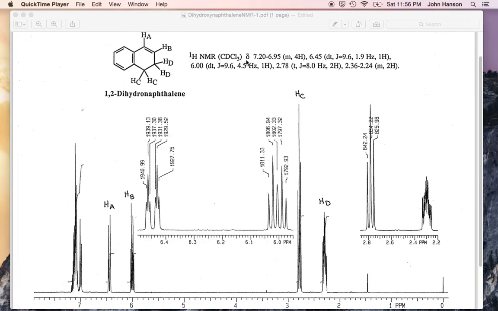And so you can see over in the line listing right here, I just list the range of those peaks from 6.95 to 7.2 here, and I call it an M for multiplet, and it integrates to 4H. So that's how I would write up that group of protons.